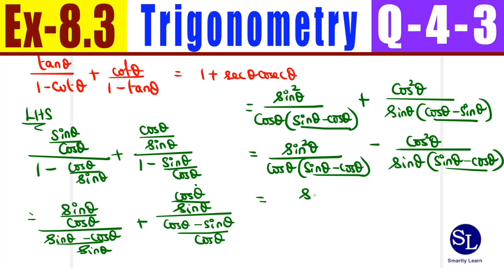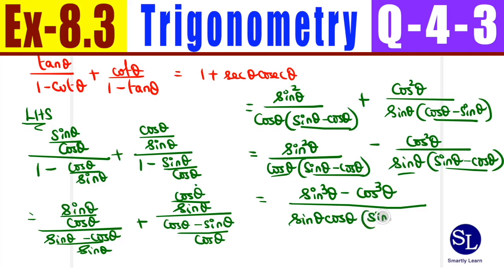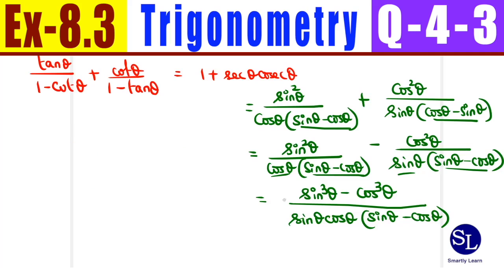So let's do that. This is sin cube theta minus cos cube theta, the whole thing divided by, I'm writing sin theta cos theta together, so sin theta cos theta into sin theta minus cos theta. So this much part is now done. Now the numerator is of the form a cube minus b cube. So now we have to take up that part of the formula. a cube minus b cube is a minus b into a square plus ab plus b square. So let's apply the formula here.